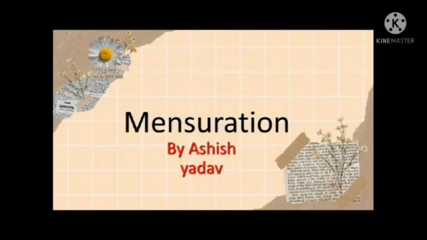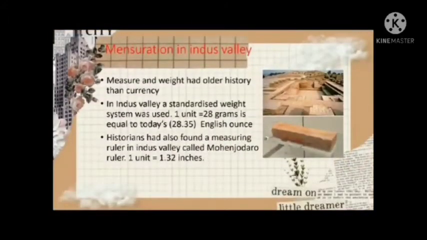Introduction of mensuration. Measures and weights have an older history than the currency. One of the world's oldest civilizations, the Indus Valley Civilization, was very technologically advanced in mensuration. The bricks used to construct buildings had a dimensional proportion of 4:2:1. In Indus Valley, a standardized weight system was also used.